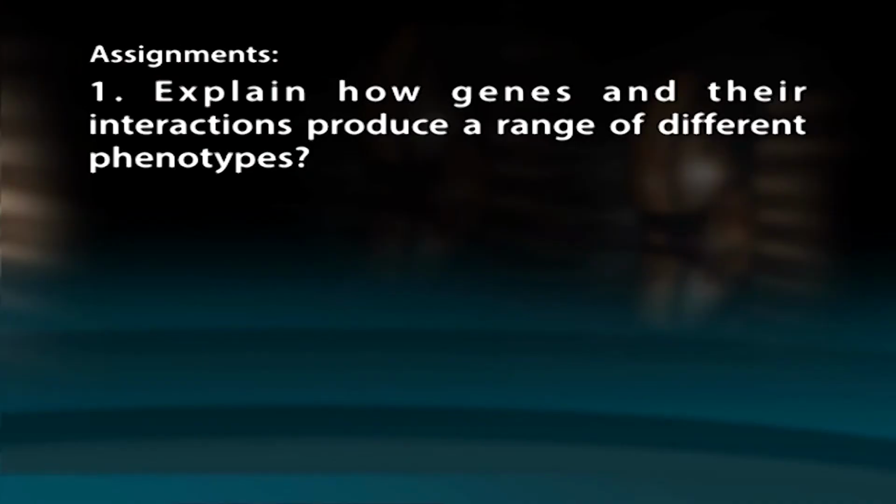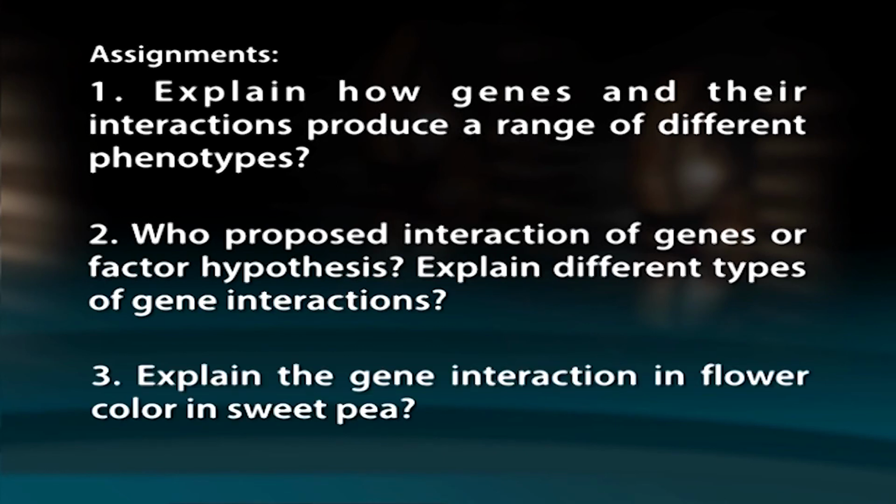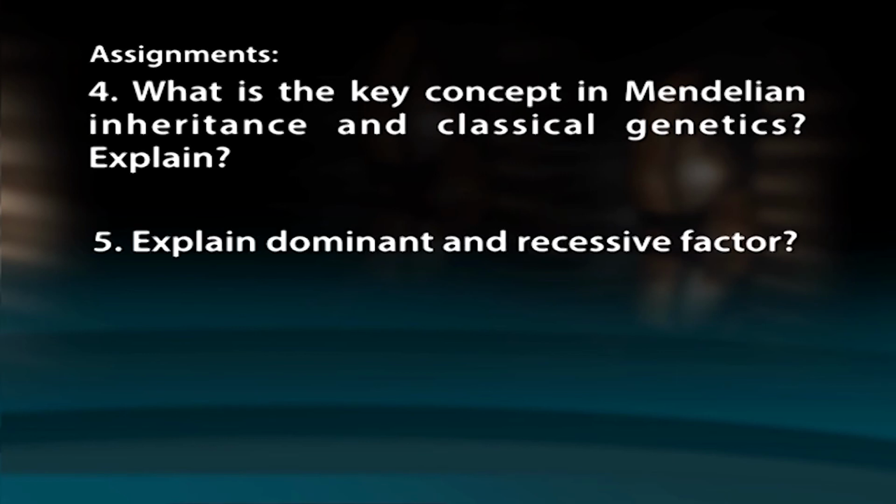The first one is explain how genes and their interactions produce a range of different phenotypes. Second, who proposed interaction of genes or factor hypothesis? Explain different types of gene interactions. Third assignment would be explain the gene interaction in flower color in sweet pea. Fourth, what is the key concept in Mendelian inheritance and classical genetics? Explain. Fifth, explain dominant and recessive factor.